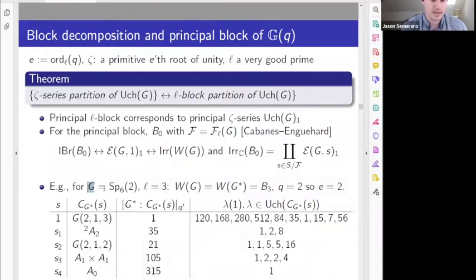So in this particular case, where G is a symplectic group over a field of 2 elements, Sp6(2), and L is 3, the Weyl group in that case is just B3, which is a wreath product, C2 wreath S3. I'll take Q to be 2, and E is therefore 2 because it's the order of 2 modulo 3. So in that case, we have the following 5 classes of L-elements inside S, each of which has the following types of centralizer, and so on, which is B3.